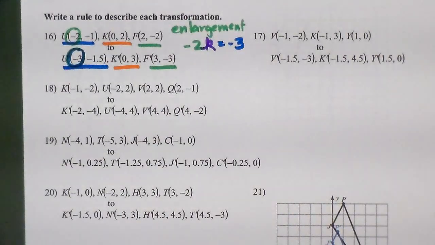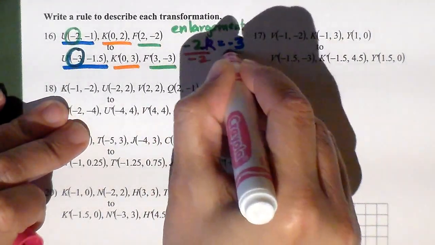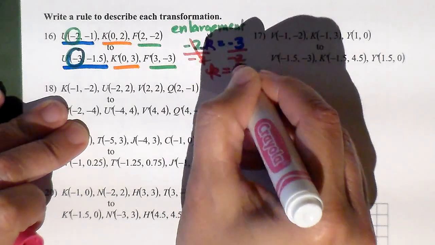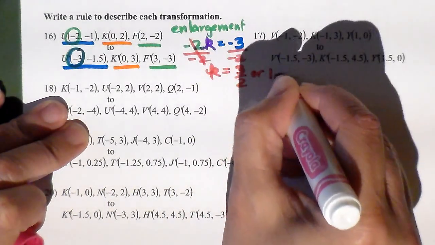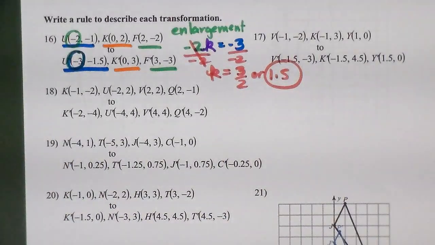Well, now it's just simply algebra. So let's solve. To solve for K, I divide both sides by -2. So K is equal to negative over negative, which is positive 3/2, or 1.5. So there's your scale factor. That's it. That's all you do.